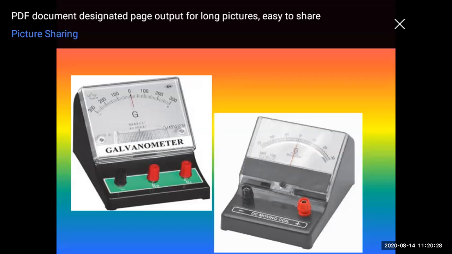Next is Faraday's law of induction. Whenever the number of magnetic lines of force passing through a coil changes, a current is induced in the coil.